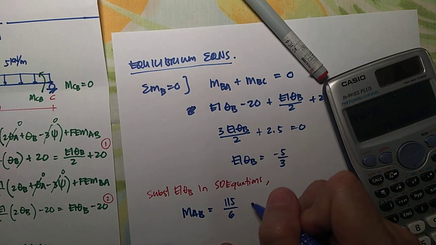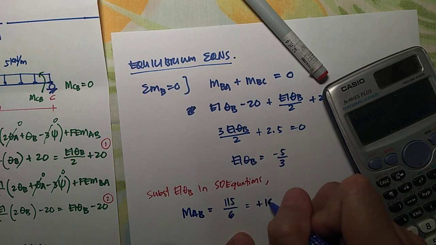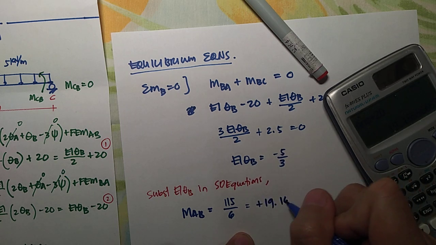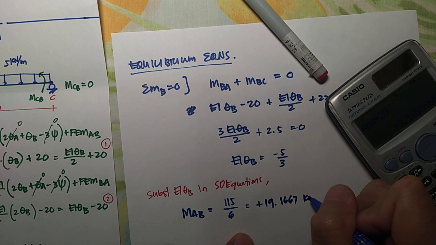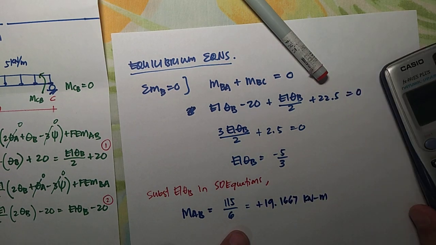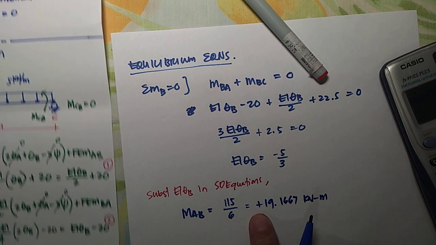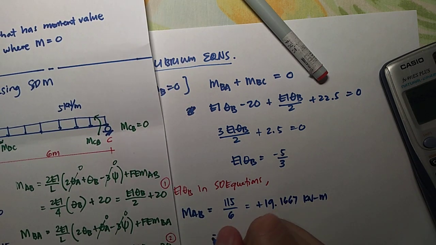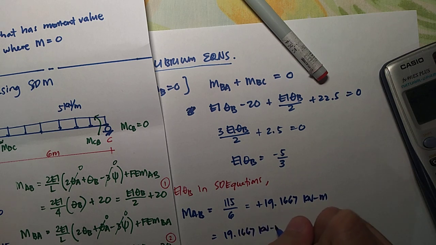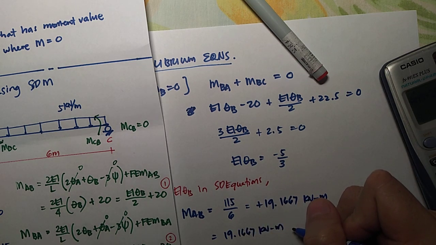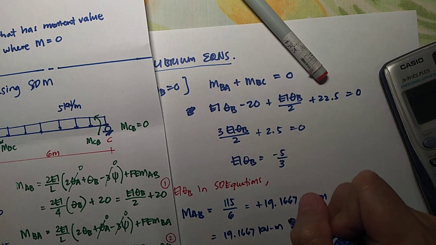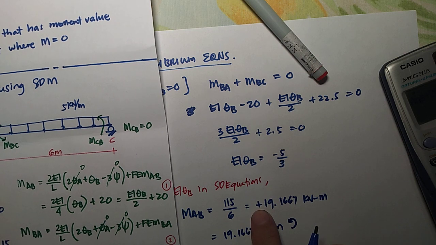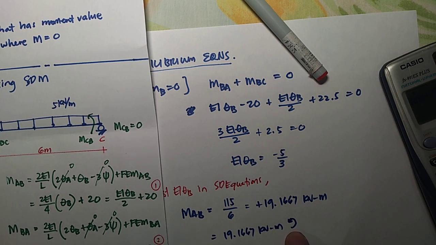Or that is positive 19.1667. That's kilonewton meter. The positive there, that means that the moment is 19.1667 kilonewton meter. Positive, that means counterclockwise. Okay, so it's counterclockwise. So I could now remove the sign and put the direction.